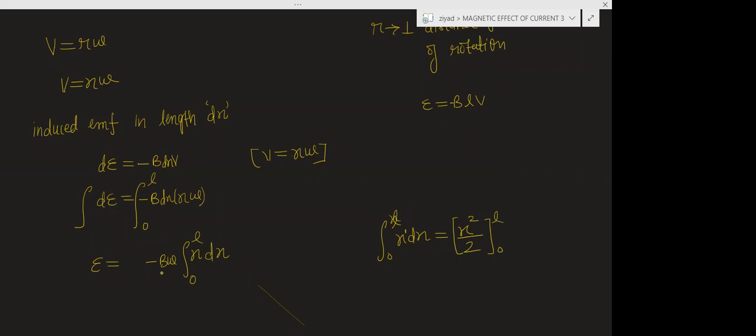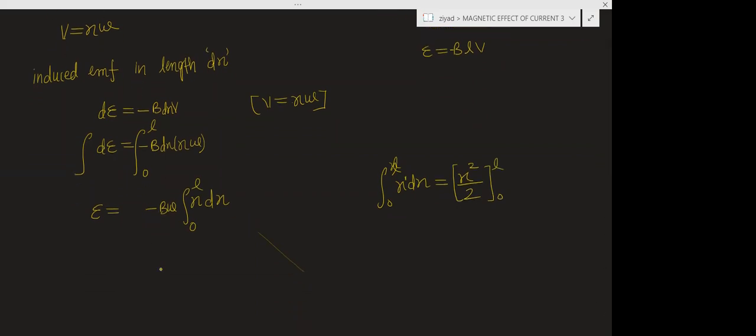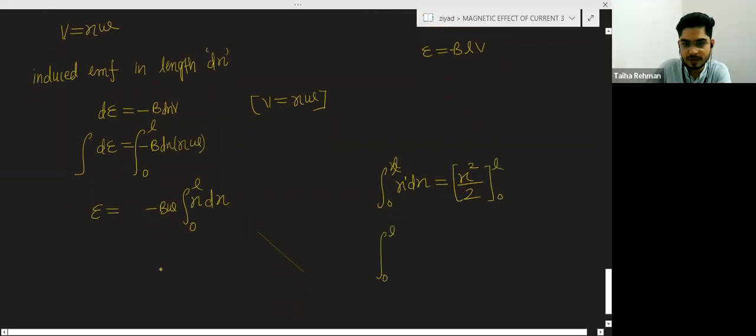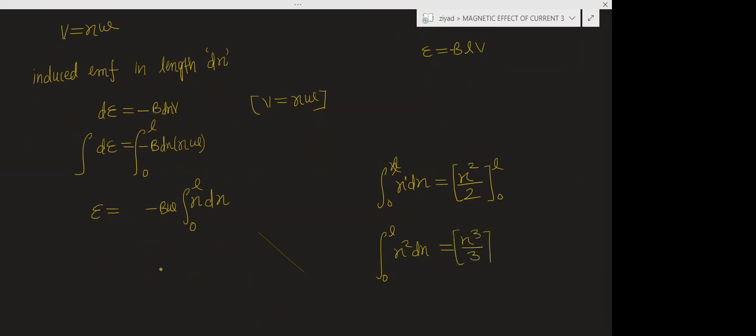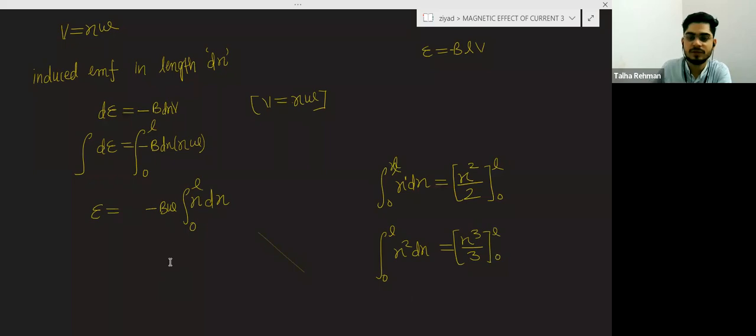Limit is 0 to L. Let me give one more example. Suppose this is 0 to L and this is x square into dx. Then here the power is square, so it will become cube: x cube, divided by 3, and apply the limit 0 to L.